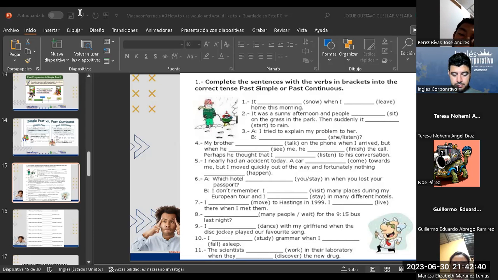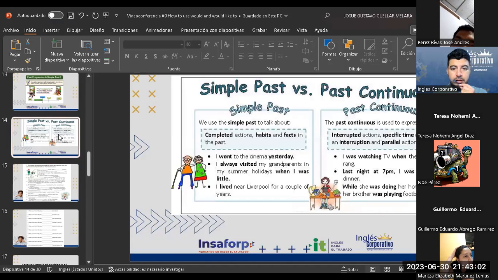Teacher, it's wrong if we use was twice. You can use was if there are two parallel actions. Si hay dos acciones paralelas, sí las puedes utilizar. Okay, look at this. Last night at 7 p.m. I was having dinner while she was doing her homework. Her brother was playing football. Two parallel situations. Situaciones paralelas.